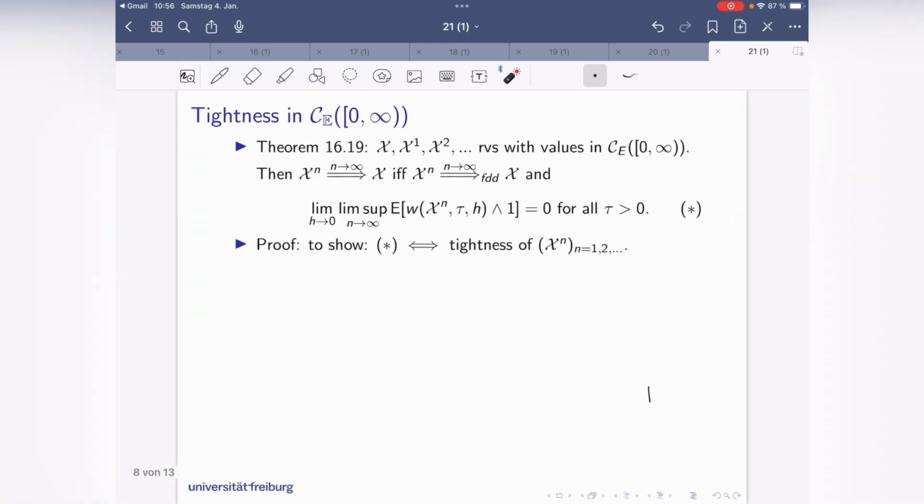Let's do the other way around, so from left to right. And I already know that I have convergence of finite dimensional distributions. And I know that w is increasing in my h. So the w was this modulus of continuity, where I plug in a function, a maximal time, and a maximal time increment. And if the time increment gets larger, the maximal increment also gets larger, which means w is increasing in h.